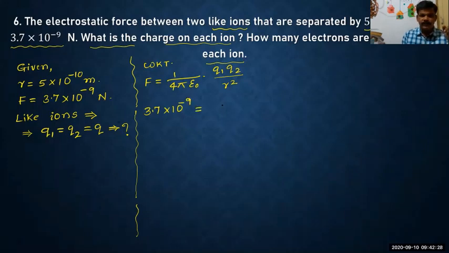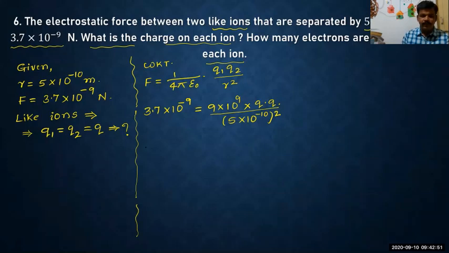That constant is 9 into 10 raised to 9. It is substituted. Q1, Q2 both are equal to Q. Therefore, it is Q into Q, or directly you can write Q square there. And R is 5 into 10 raised to minus 10, and that is squared. Any problem? Any doubt? So everything is very clear here.